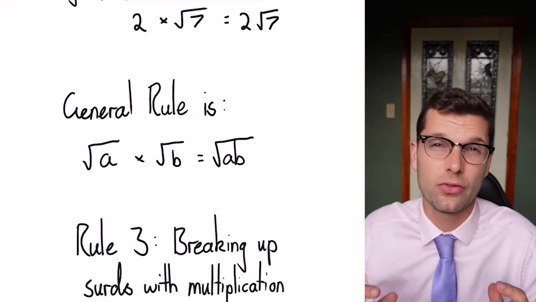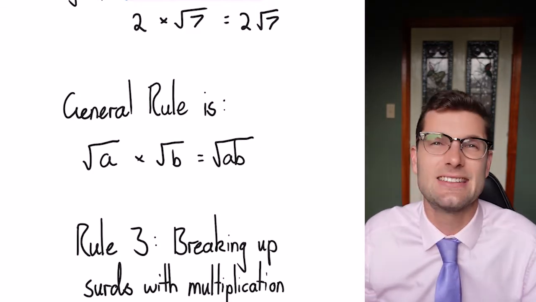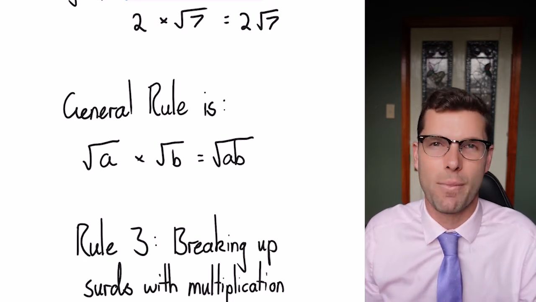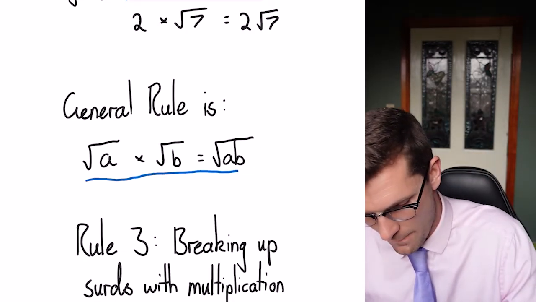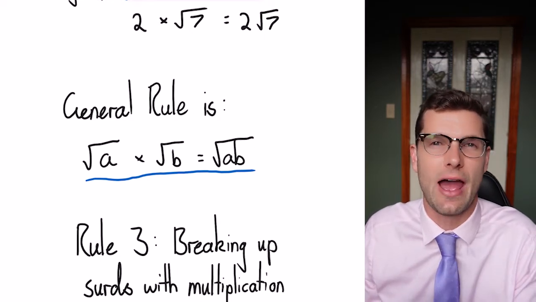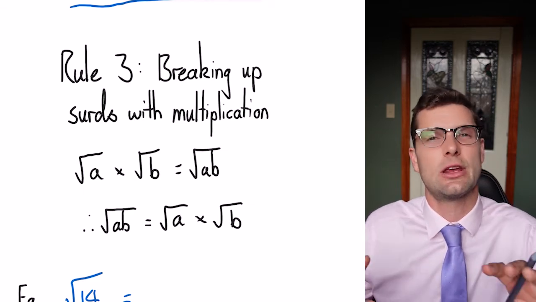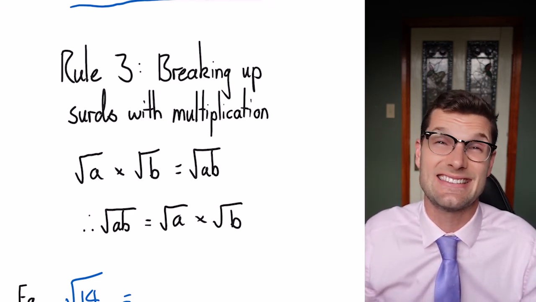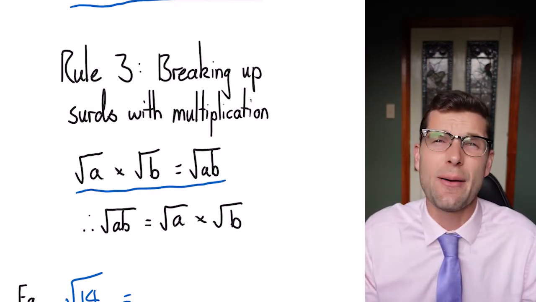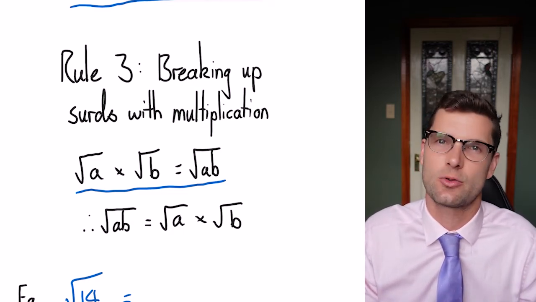The general rule, the one that you definitely have to know, and I would recommend writing down, is that the square root of anything multiplied by the square root of anything can combine. So square root of A multiplied by the square root of B is the same thing as the square root of AB. The reason this is really important is because we can break down a surd using this exact same skill. We just said this is true, so that means that the square root of AB is the same as the square root of A multiplied by the square root of B.